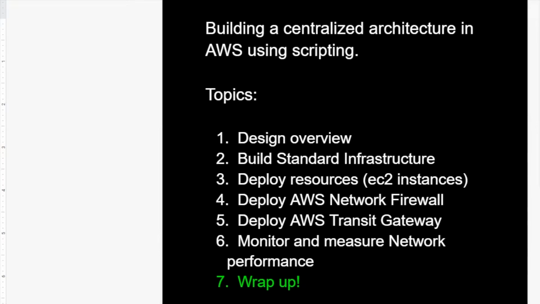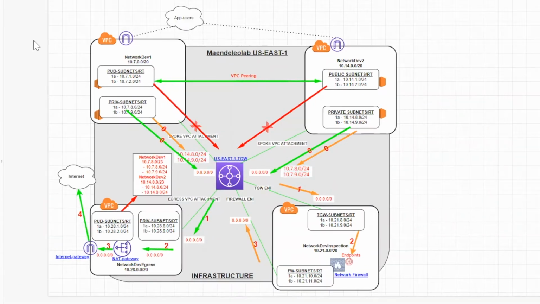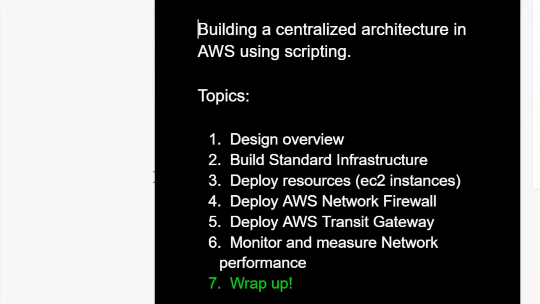The objective was to build this infrastructure using scripting. So I created simple automation scripts that I've used to deploy this very specific design that you see now on your screen. And this is a central deployment model. The tasks were basically very simple. They were broken down into topics, and you can see that we went from topic number 1 through 6. And now this is the wrap up.